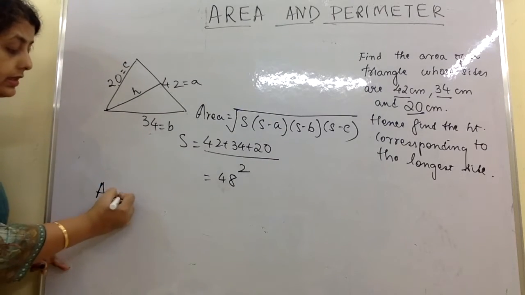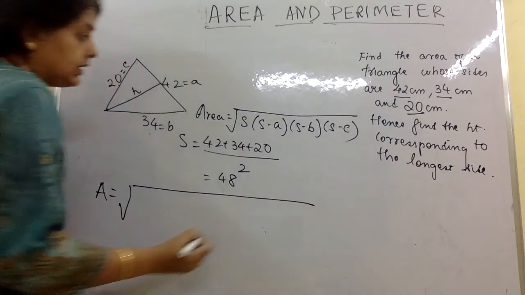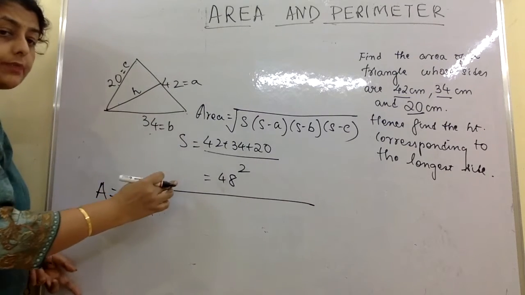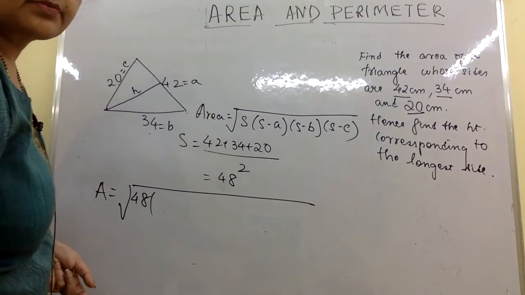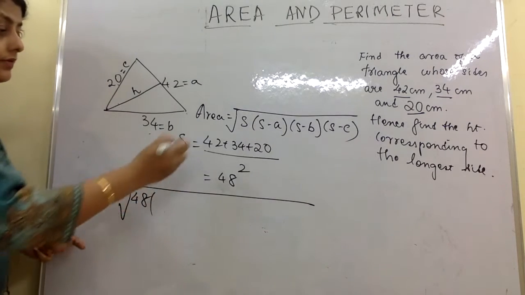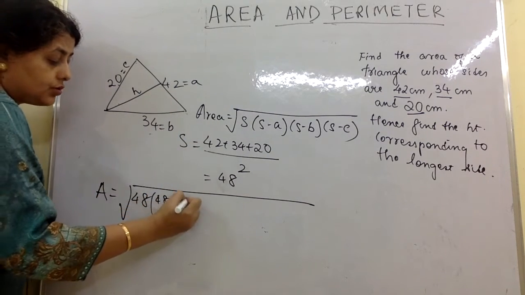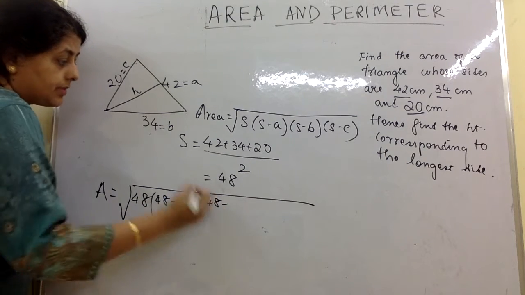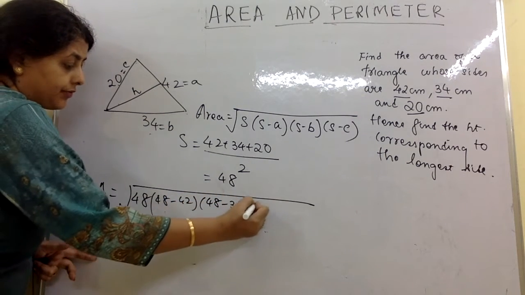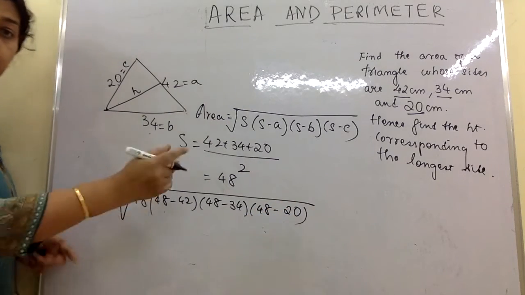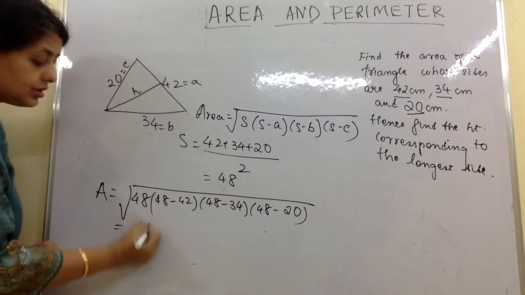Now area is how much? Let's take S as 48. We'll just position everything. After S, we have 48 minus, let's take A, 42. Then it is 48 minus B, 34. 48 minus C, that's the 20. Okay, all written. No multiplication, 48.